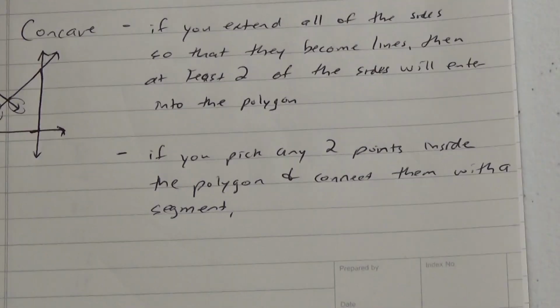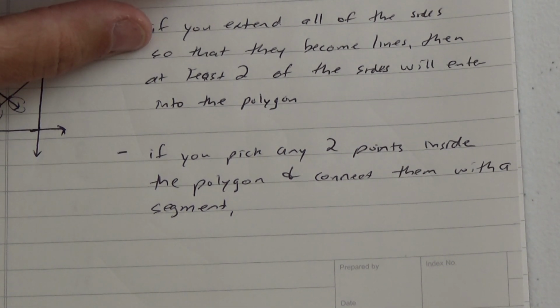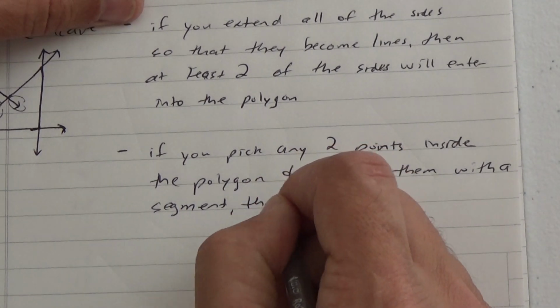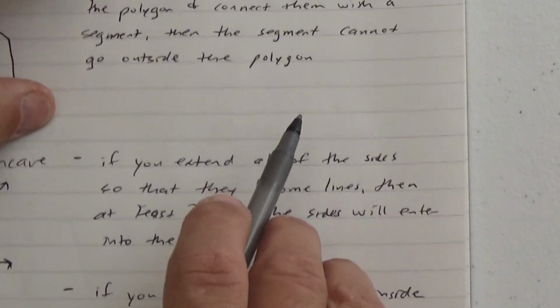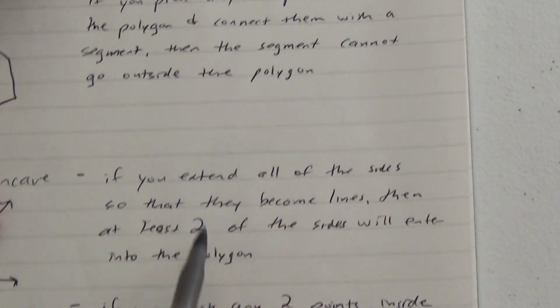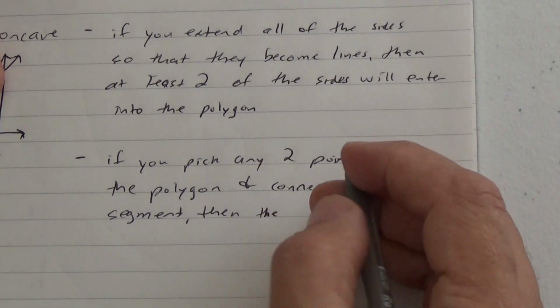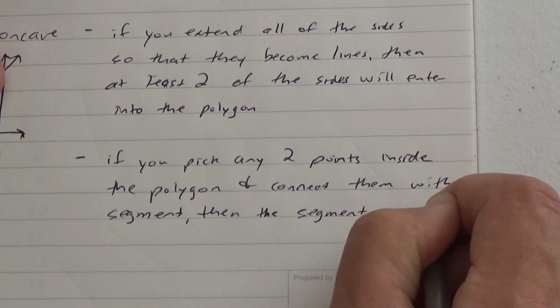Okay, pick any 2 points. Sorry, I keep getting this out of the frame while I'm writing it. If you pick any 2 points inside the polygon and connect them with a segment, then the segment, remember last time the segment cannot go outside the polygon. We're not going to change it down here to say the segment has to. Okay, it doesn't. The segment can go outside the polygon.